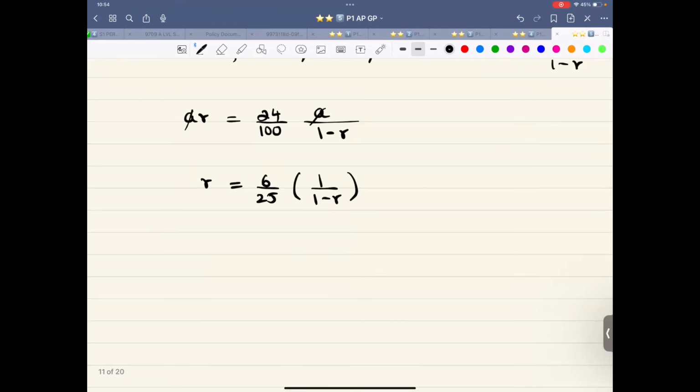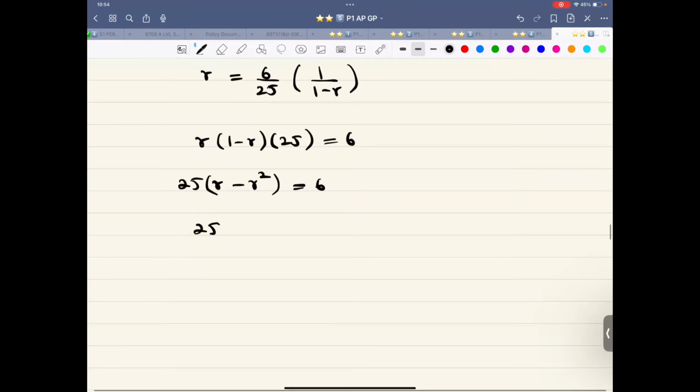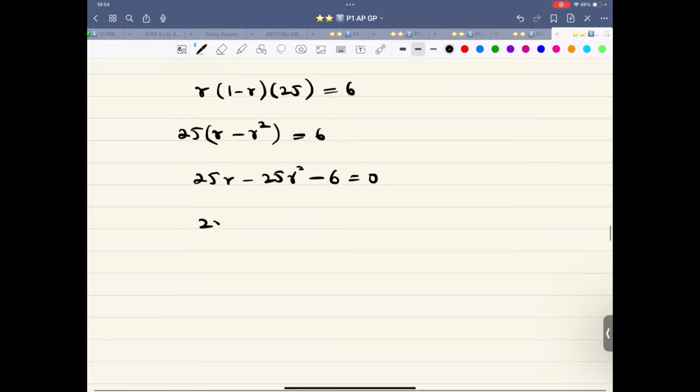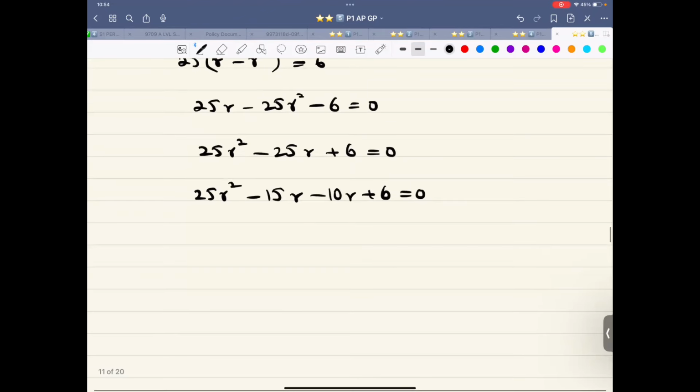Cross multiply, that is r, 1 minus r, 25 is 6. R minus r square into 25 is 6. 25r minus 25r square minus 6 is equals to 0. 25r square minus 25r plus 6 is equals to 0. 25 into 6 is 150. So 15 into 10. So 25r square minus 15r minus 10r plus 6 is equals to 0.